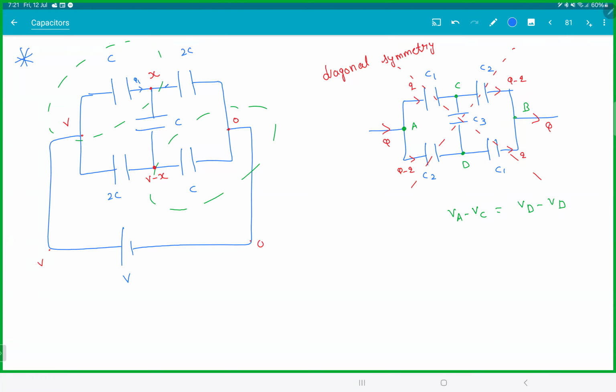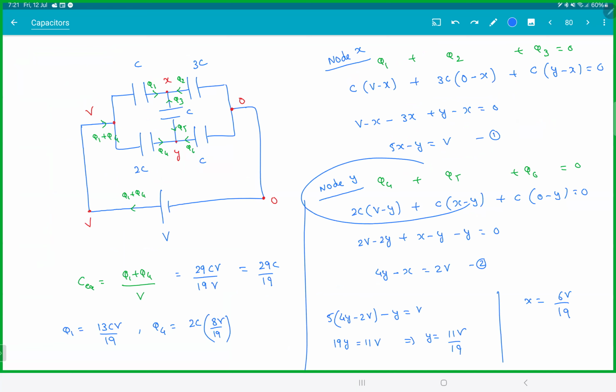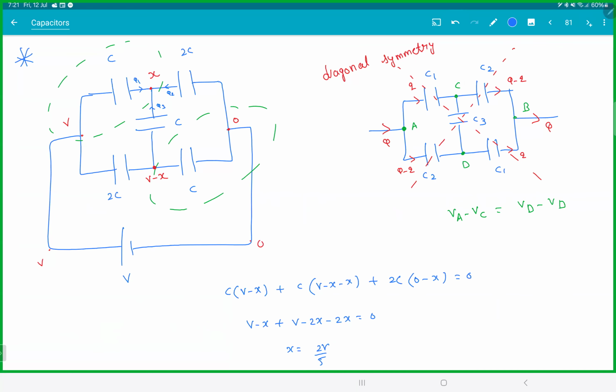Let this be Q1, Q2, and Q3. When you solve this, you'll directly get C into V minus X plus C into V minus X plus 2C into 0 minus X. This would be V minus X plus V minus X minus 2X, which is 0. You get X is equal to 2V by 5. Basically, directly you'll get X ka value. You just eliminated this Y ka node. VA minus VC is VD minus VB.